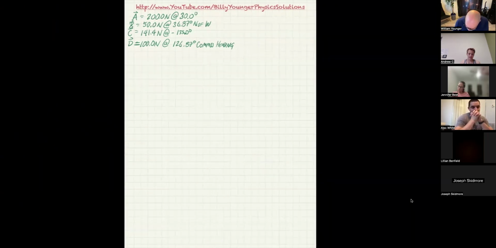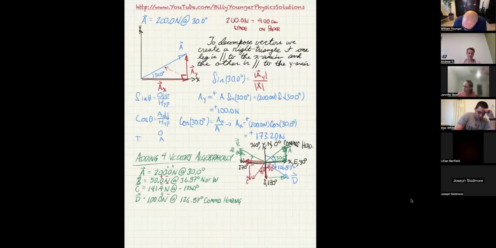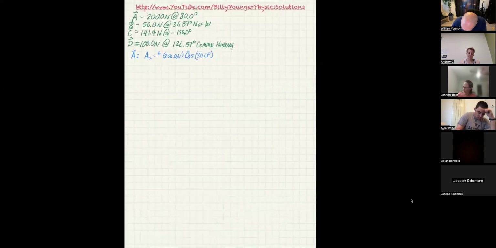So I'm going to start off with A vector. So A sub x, we can see that A was in the first quadrant and it was 30 degrees up from the positive x-axis. So that had a positive x component and a positive y component. And we can also see that it'd be 200.0 newtons times the sine, or excuse me, times the cosine of 30.0 degrees. And we've already worked that one out. Clearly that one is 173.2. And it's positive.